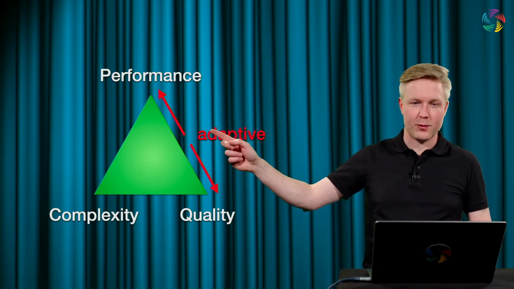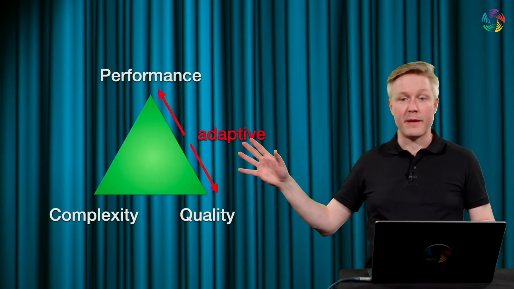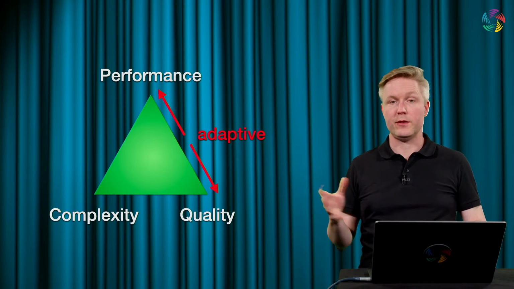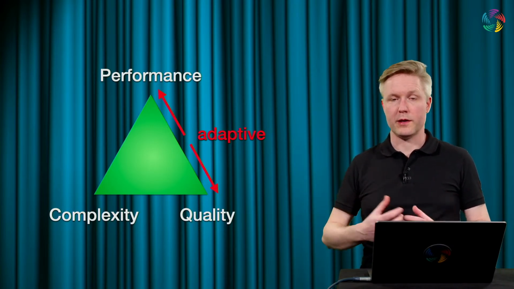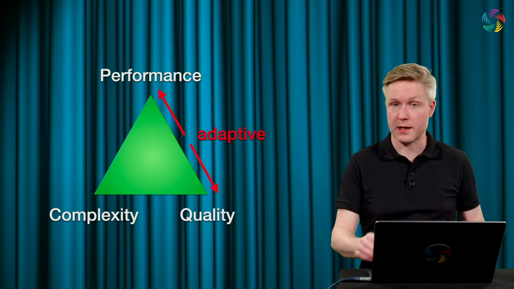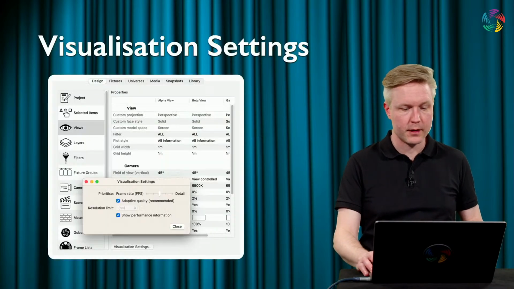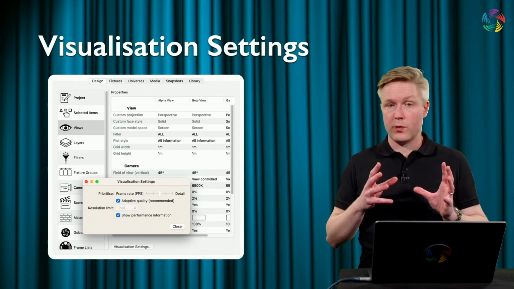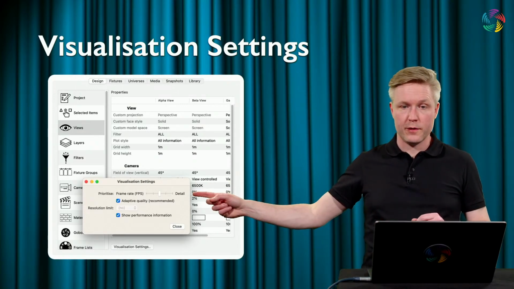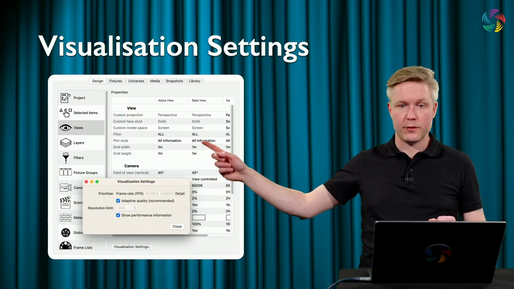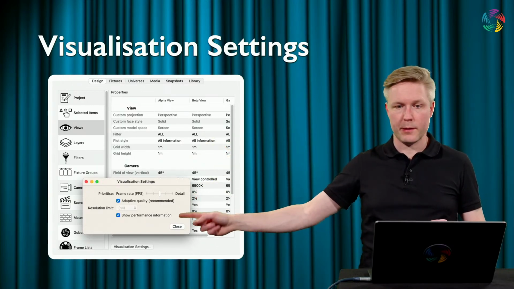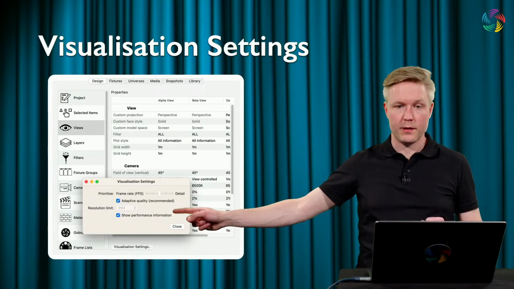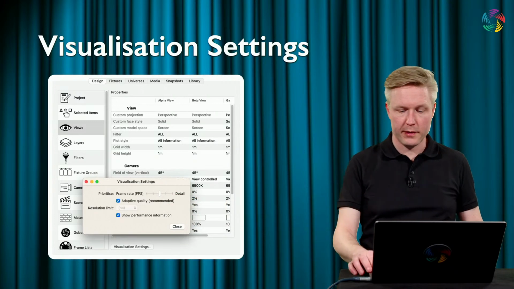And I'm not quite able to do that motion with my hand. Anyway, we have a concept in Capture called adaptive quality that tries to automatically adjust the quality based on the circumstances. This can be tweaked in a few ways, and the way to do that is to open the visualization settings. This is done from the Views category in the Design tab by pressing the Visualization Settings button down here. Then this window appears.